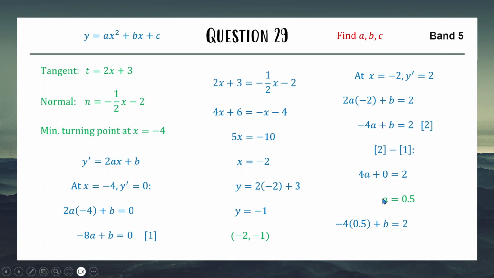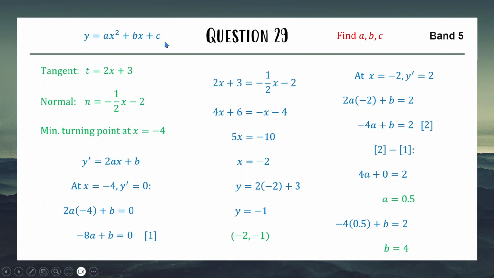So where's equation 2? Right there. So we've got -4 times 1/2 plus b is equal to 2. -4 times 1/2 is -2. And so if we solve this for b, we're going to be adding that 2 across, and we get that b is equal to 4. Okay, so we have 0.5, we have 4, we have 2 of the 3 confirmed.